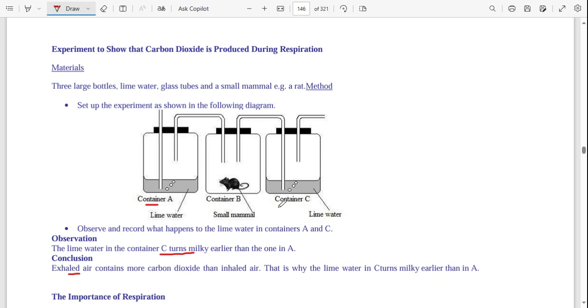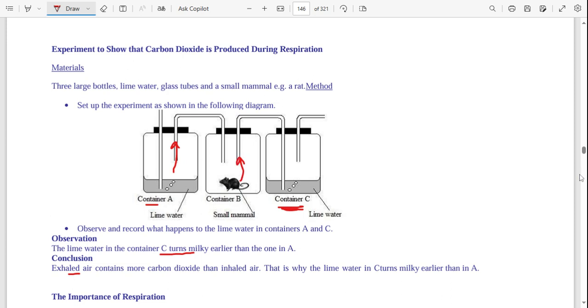Okay. So in C it will turn milky because we are producing carbon dioxide, and it's doing that because this mammal is breathing in air from this side, and then it is releasing air this side.